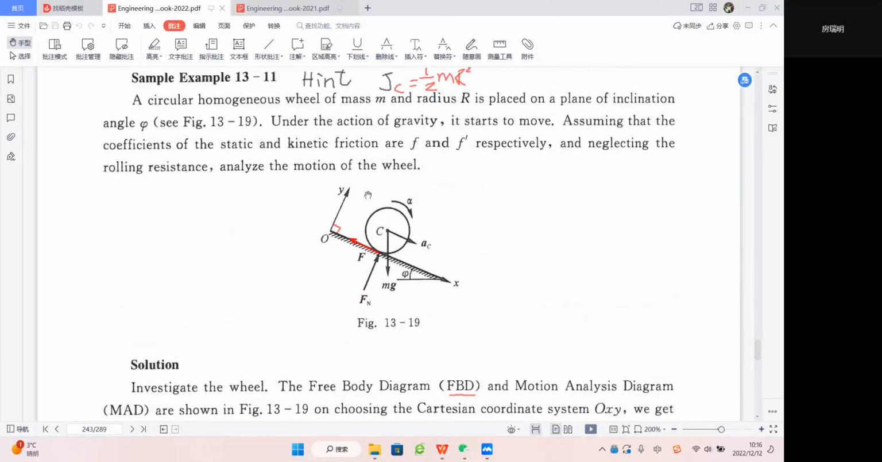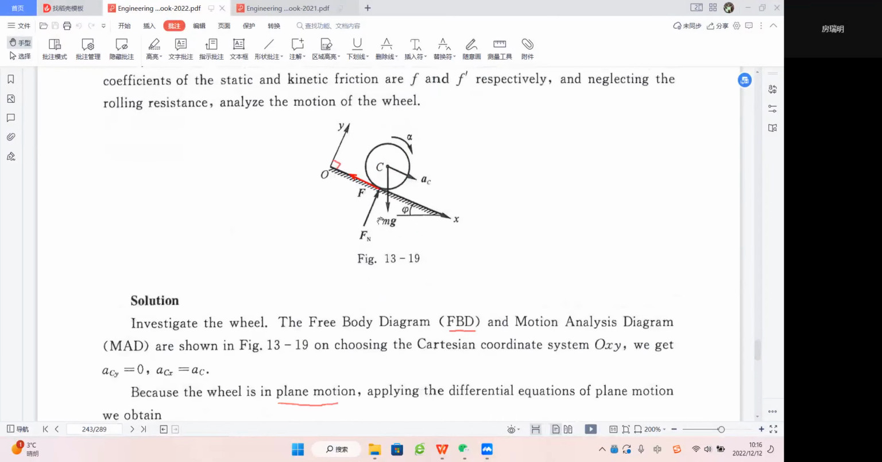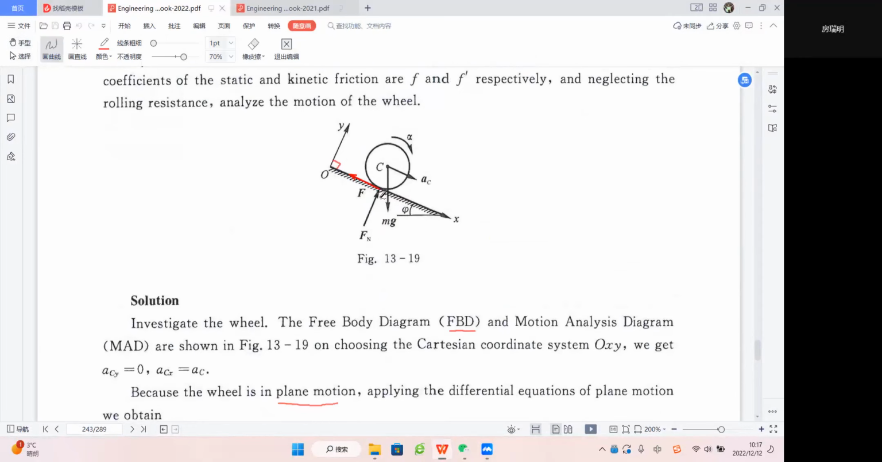So along this direction, we have Fn minus what? Because here is the phi angle, and we can easily find that here is another angle phi. So we can extend this force into here, right? So we can easily find that sigma F_y will be Fn minus mg cosine phi.